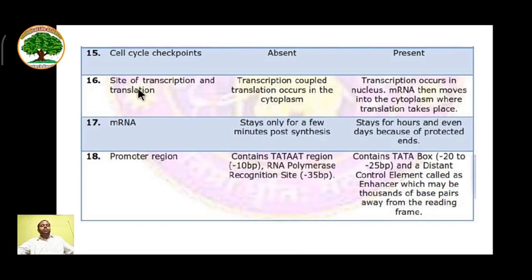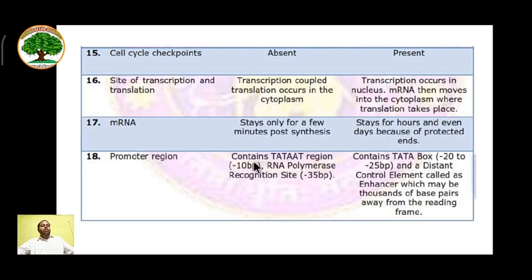The site of transcription and translation is coupled in prokaryotes, that is, as transcription is occurring, translation also starts. But in eukaryotes it is not so. The mRNA formed has to be taken out of the nucleus to the cytoplasm where translation occurs. The mRNA stays for only a few minutes in prokaryotes. Here it stays for a few hours, even days, before it is destroyed.